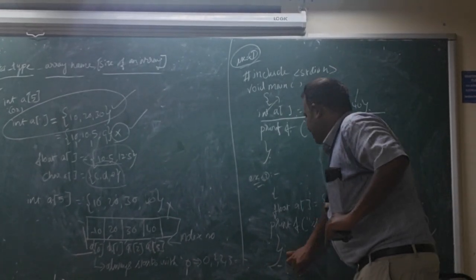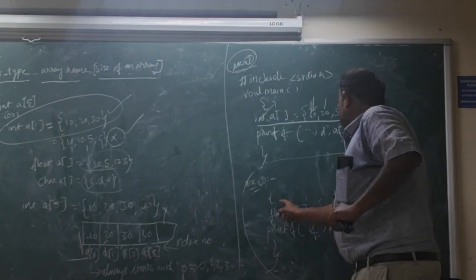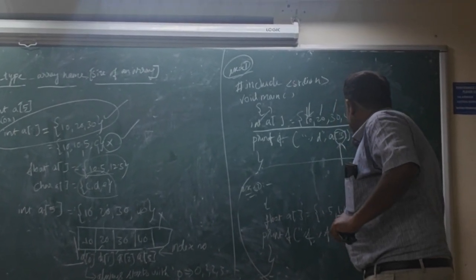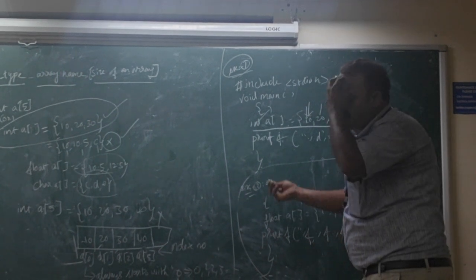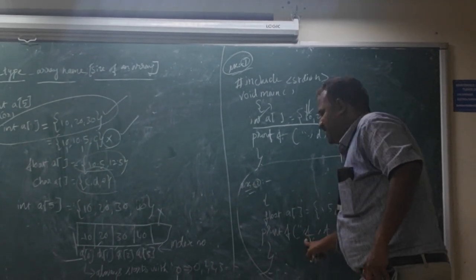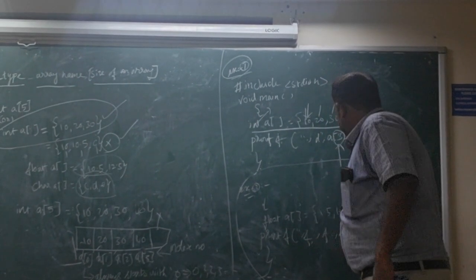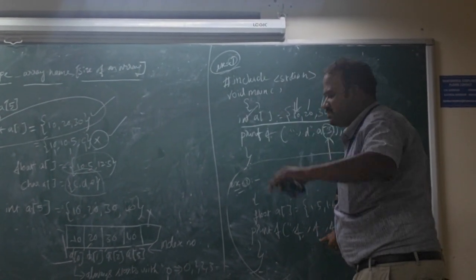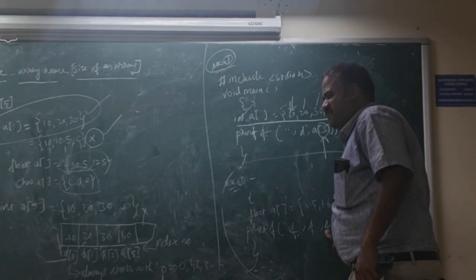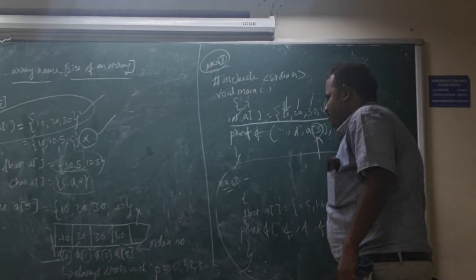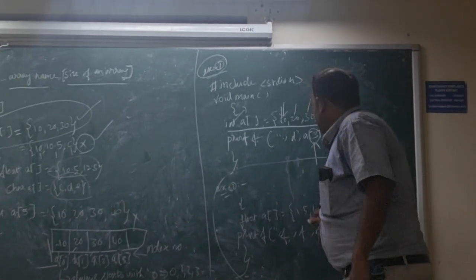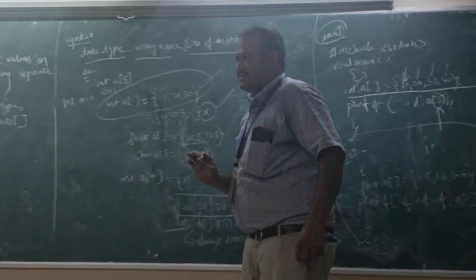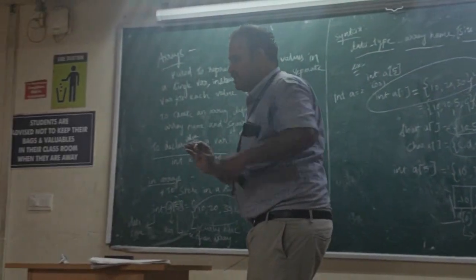Next example: float a of 1.5, 1.6, 1.7. These are float values, so I am using percentage f because I have to print these three values. How many times am I using the specifier? Three times: percentage f, percentage f, percentage f, a of 0, a of 1, a of 2. What is your answer? 1.5, 1.6, 1.7. Are you able to understand?